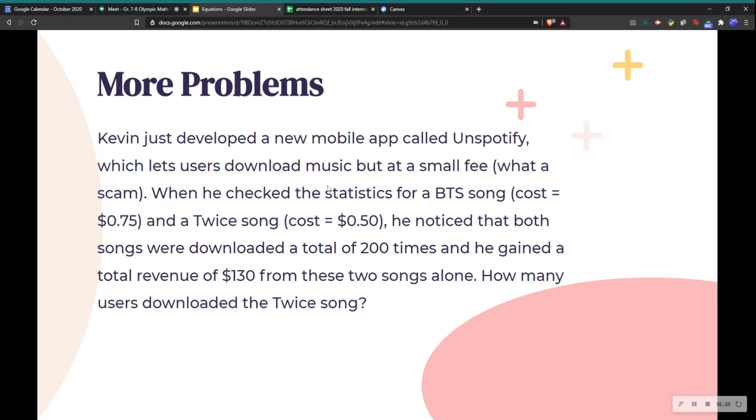When he checked the statistics for a BTS song, BTS is, everyone should know, a K-pop group, the cost of this K-pop song is 75 cents. And when you check the statistics for a Twice song, Twice is also a K-pop group, you guys should check it out, the cost is 50 cents. He noticed that both songs were downloaded a total of 200 times, and he gained a total revenue of $130 from these 2 songs alone. How many users downloaded the Twice song?